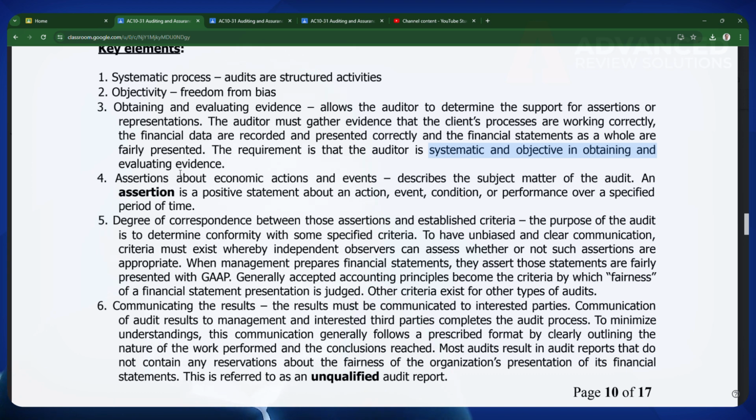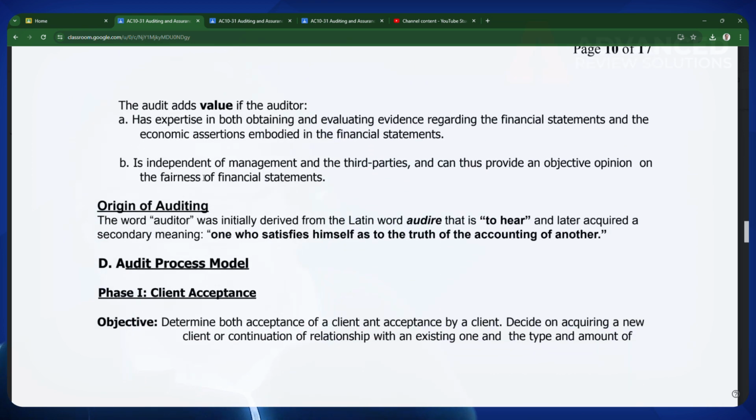Pag walang mali, anong tawag doon? Unqualified opinion. So, we will discuss later, no? Ano yung mga audit reports na kailangan natin malaman. Okay? The audit adds value if the auditor has expertise in both obtaining and evaluating evidence, siyempre, regarding the FS, and it is independent to the management and the third parties, no? And thus provide an objective opinion on the fairness of the FS.